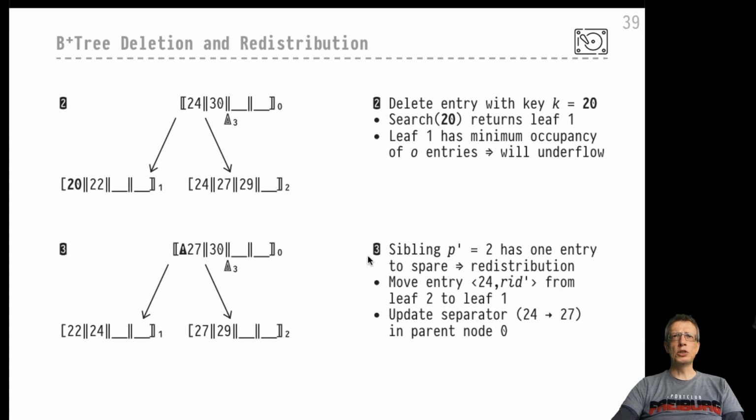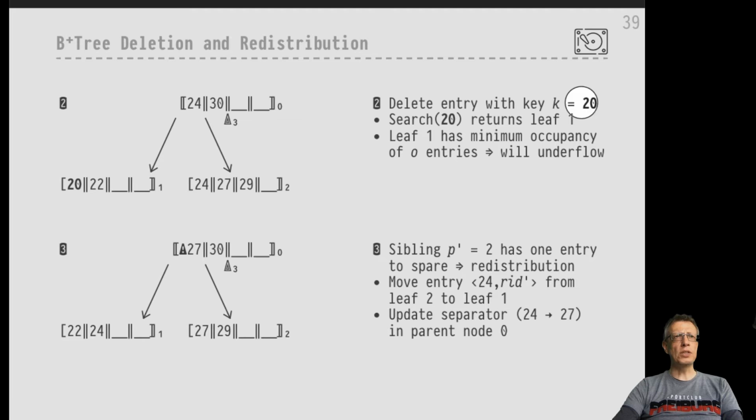Okay, more deletions on that tree. Let's delete an entry with key equals 20. Search again, starting at the root node, being led to the leaf page 1. And we indeed find an entry 20 here. Something has to be removed. We will remove the 20. This leads to an occupancy of only 1 entry, which is below the minimum occupancy rule of 50%, or order 2. All right, so this is not acceptable.